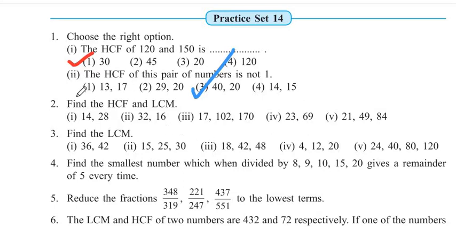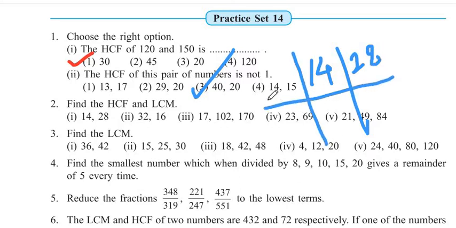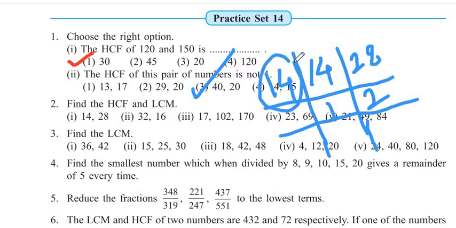Okay. Then find the HCF and LCM. First question is 14, 28. I write here 14 and 28. We have to find out HCF and LCM. See here very easy. First, both come in the table of 14. So 14 ones are 14. 14 twos are 28. Again 1 and 2 come in the table of 1 only. And therefore your HCF is how much? HCF is 14. HCF is 14.